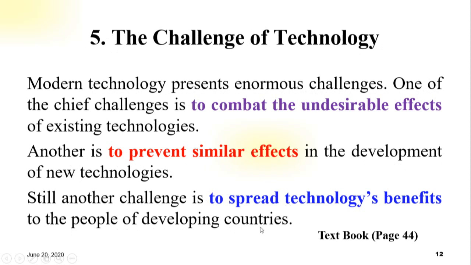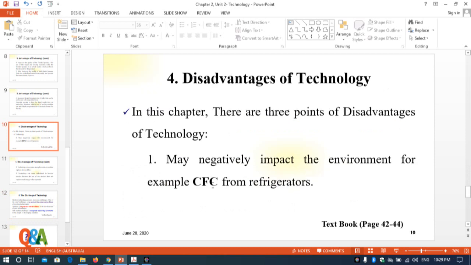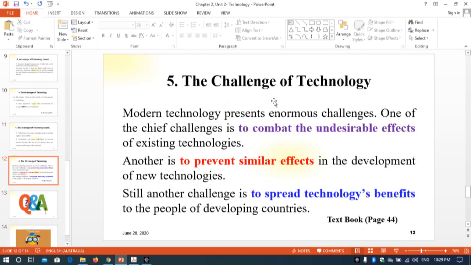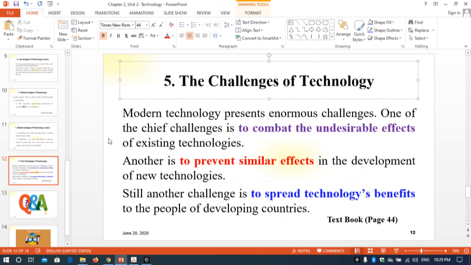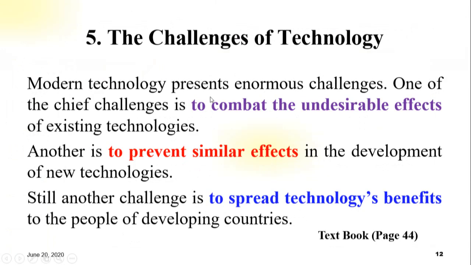But now we have one more point in the chapter of Unit 2, Technology: the challenges of technology. Sorry, I add one more. Okay, continue. The challenges of technology. Modern technology presents enormous challenges. Enormous means multi or many challenges.